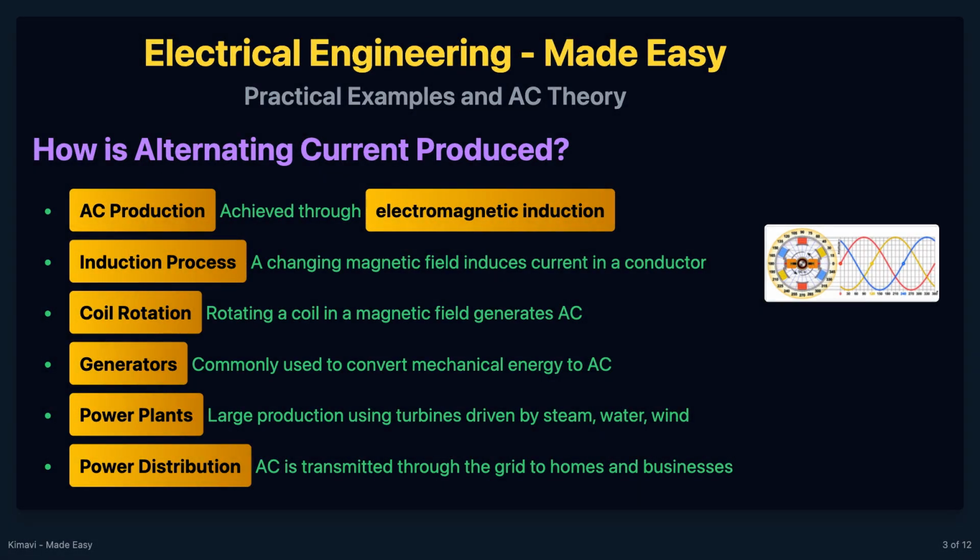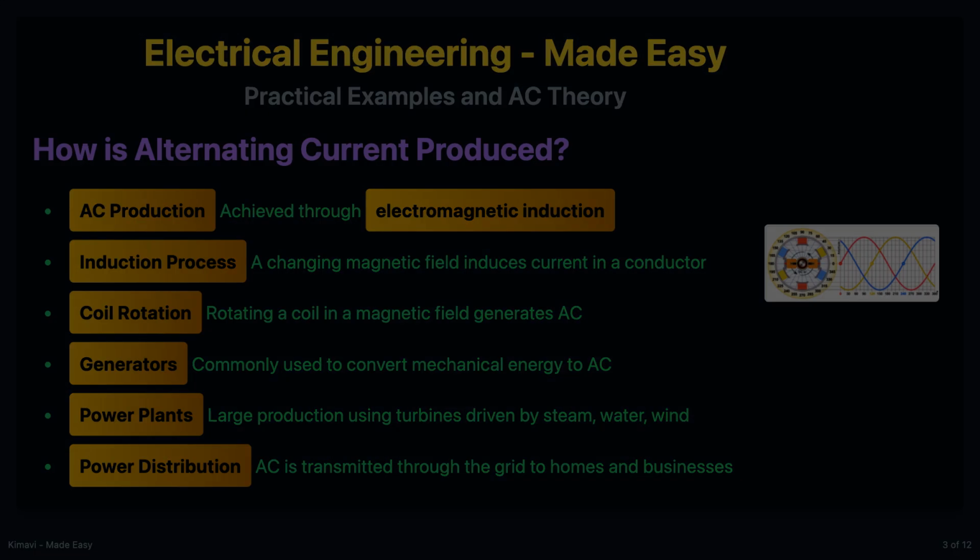The production of AC is primarily achieved through electromagnetic induction, a process where a changing magnetic field induces an electric current in a conductor. This is most commonly done using generators. In a generator, a coil of wire is rotated within a magnetic field, inducing a voltage that drives the alternating current through the circuit. Large-scale production of AC occurs in power plants, where mechanical energy, often from turbines driven by steam, water, wind, or gas, is converted into electrical energy by rotating generators. The generated AC is then transmitted through the power grid and distributed to homes and businesses for everyday use.